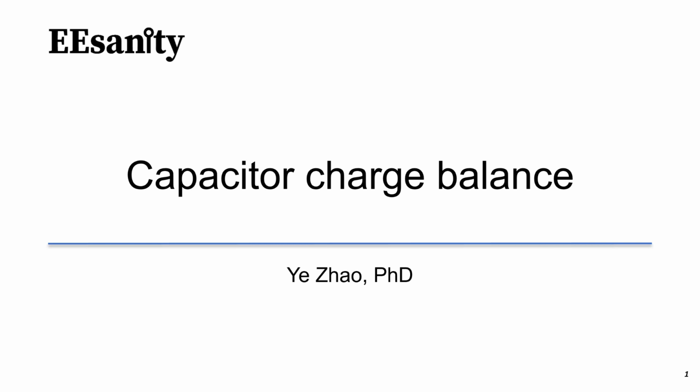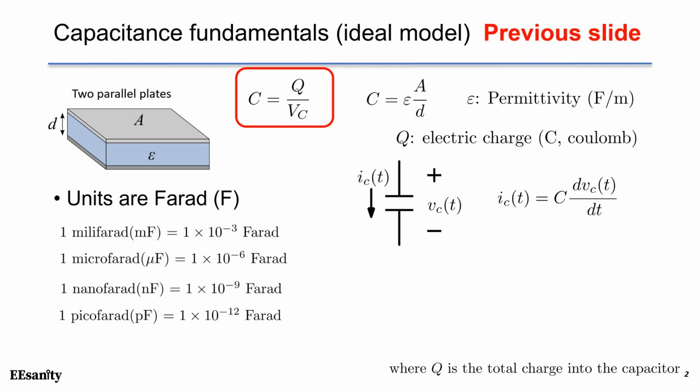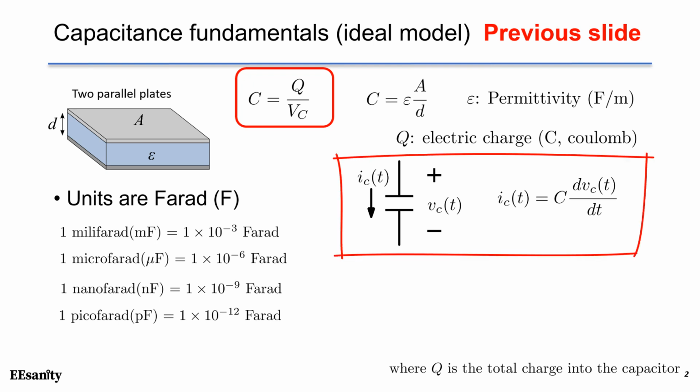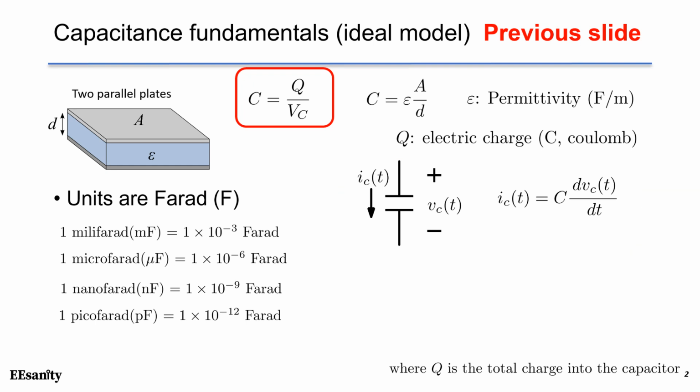In this lecture, we will talk about capacitor charge balance. This slide comes from the previous lecture. We know that the differential equation for the capacitor is I sub c equals C times dV over dt.